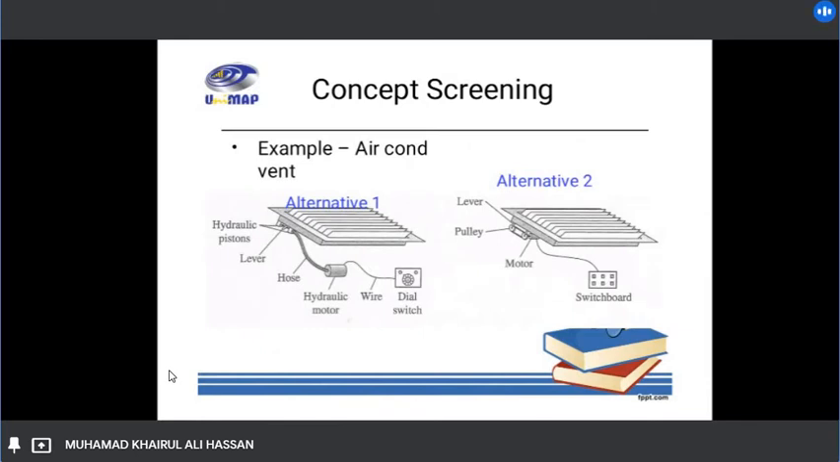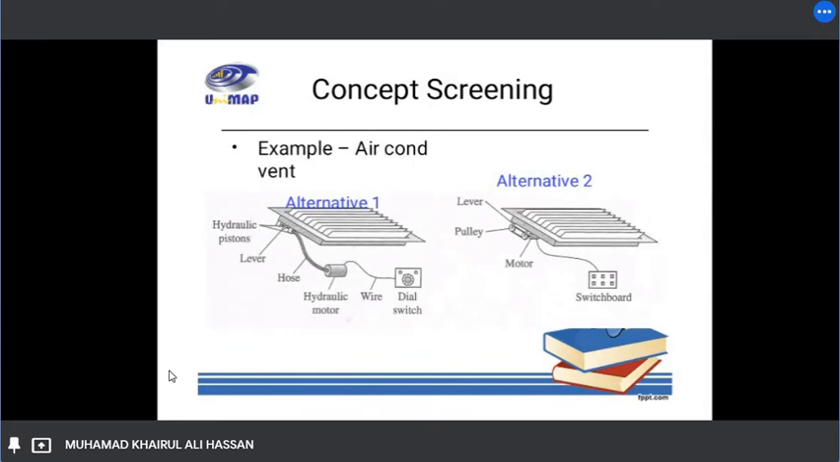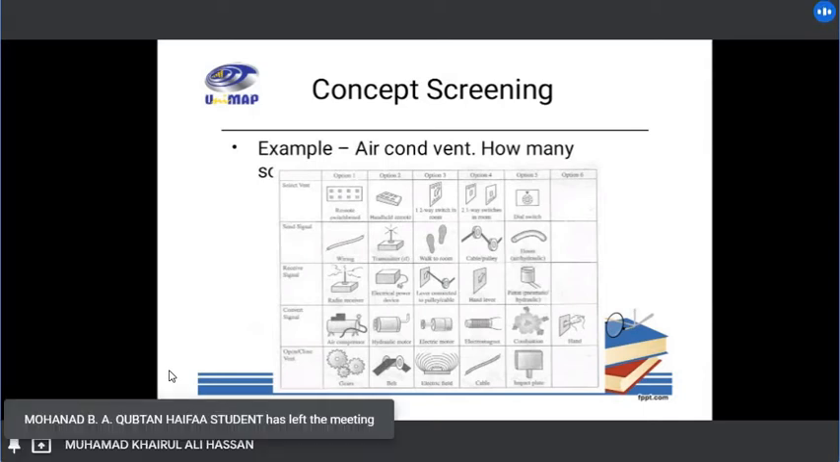Okay, this is an alternative, also called concept one. Same purpose, which is the aircon ventilation ventilator. So for example, in alternative one, for selection of vent, what do they use? They use a dial switch. And then to send the signal, they use a hose or wire. And then the receive signal, what do they use?